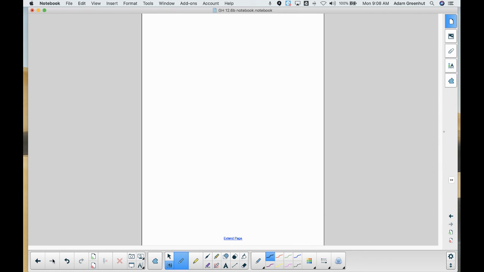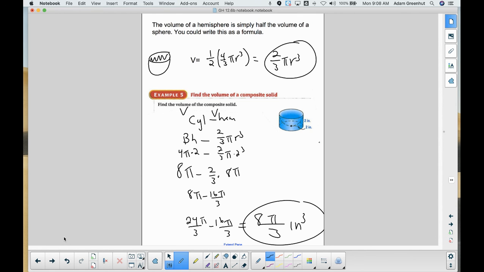4/3 pi r cubed for a sphere volume, 2/3 pi r cubed for a hemisphere volume. Go do the homework.